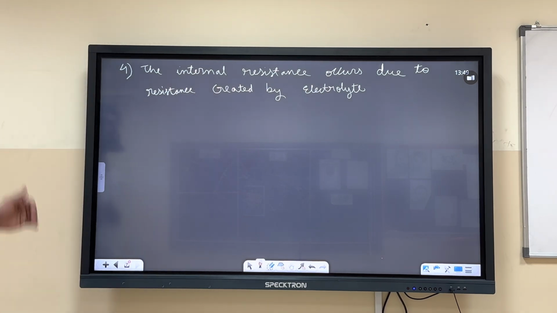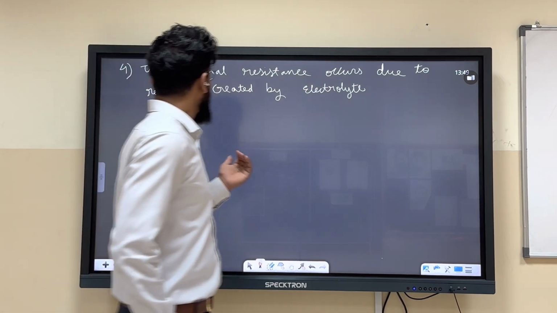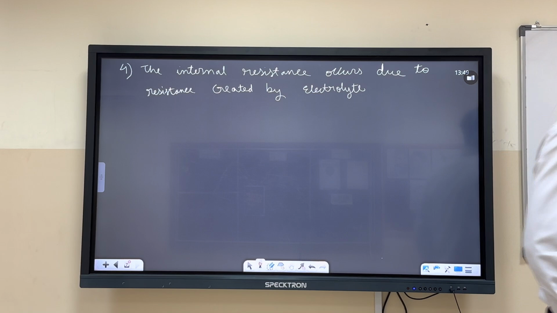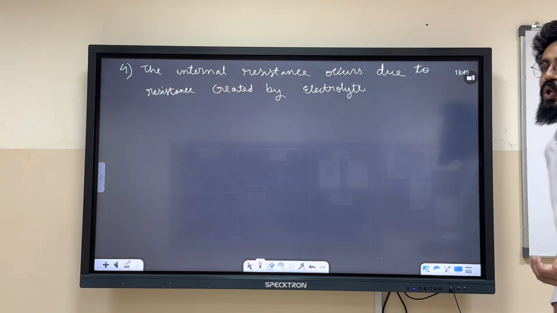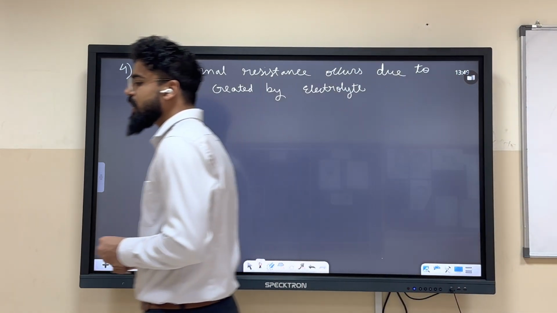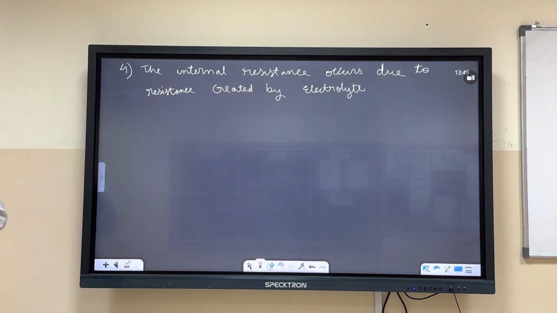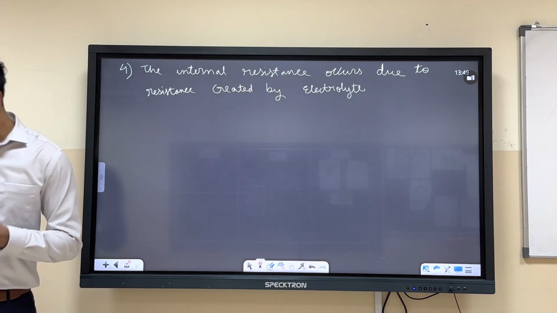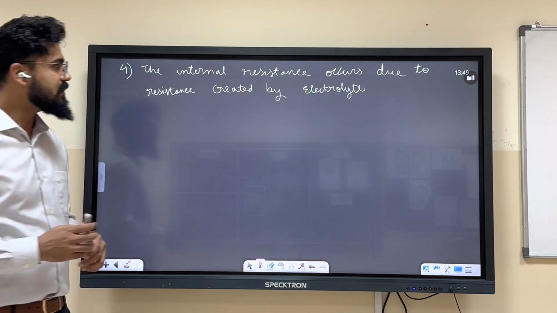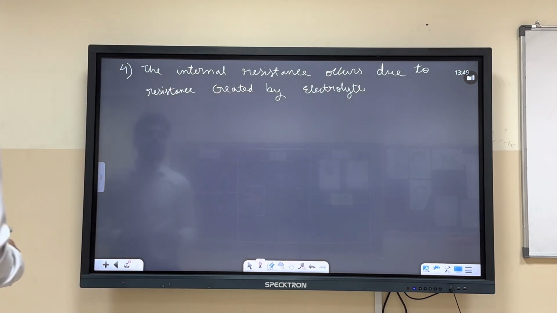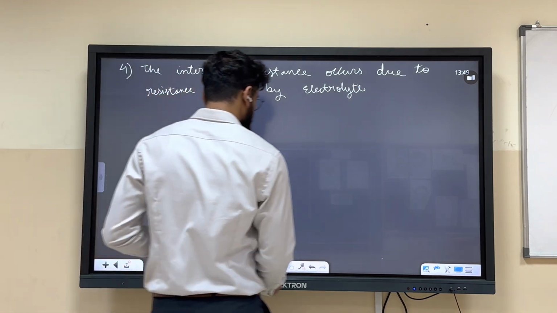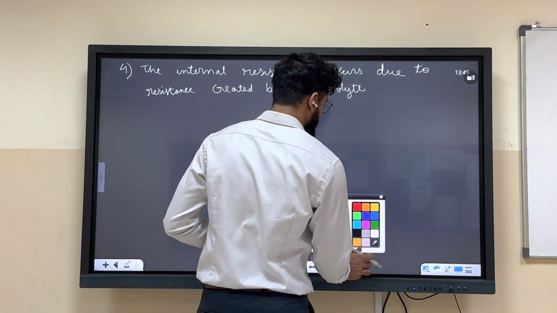The internal resistance occurs due to the resistance created by the electrolyte, something that we will learn in electrochemistry. Now this is a very small topic.